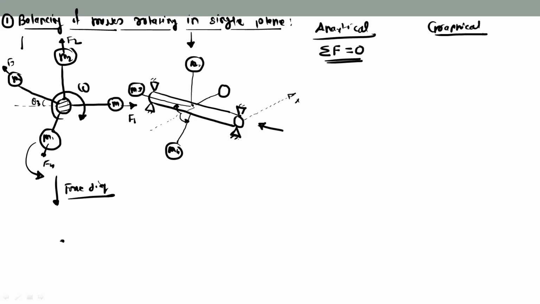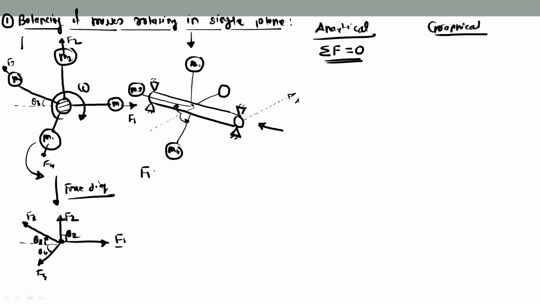So I will just draw the force diagram. Basically this is a concurrent force system. This is F1, then this is F2, then this is F3 and this is F4. This angle is 0, this is 90 degrees, then let us take this as theta 3 and this is theta 4. We will take this as theta 2, and this is theta 1 which is 0.